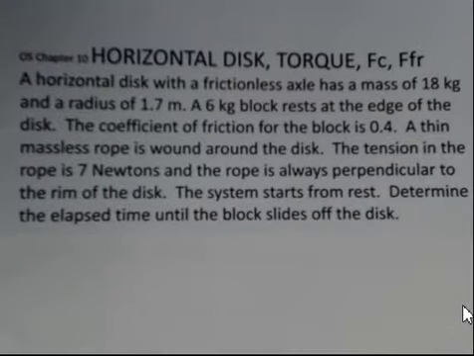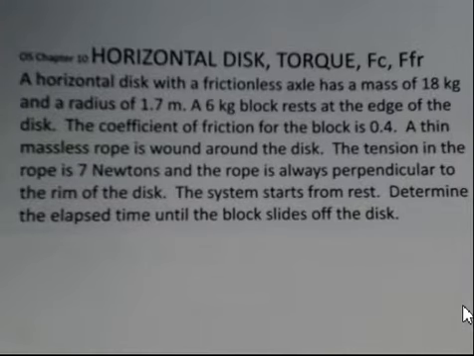In this example problem, we're going to look at a horizontal disk, with no friction at the axle of the disk. It has a mass of 18 kilograms and a radius of 1.7 meters, and we place a 6 kilogram block on top of the disk out near the edge of the disk. The coefficient of friction for the block is 0.4.